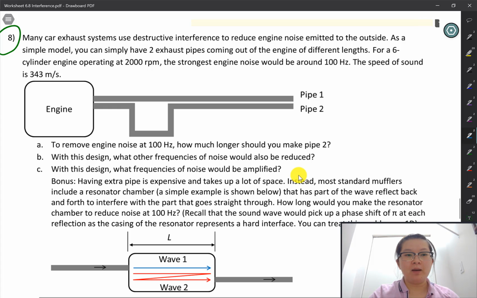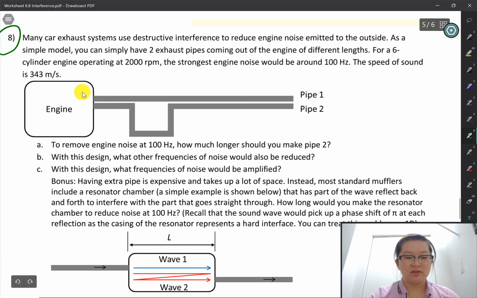This one is probably more challenging, more things to consider. So let's dive in. Many car exhaust systems use destructive interference to reduce engine noise emitted to the outside. As a simple model, you can have two exhaust pipes coming out of the engine of different lengths. For a 6-cylinder engine operating at 2000 RPM, the strongest engine noise will be around 100 Hz. The speed of sound is 343 meters per second, assuming for this environment. To remove the engine noise at 100 Hz, how much longer should you make pipe 2?